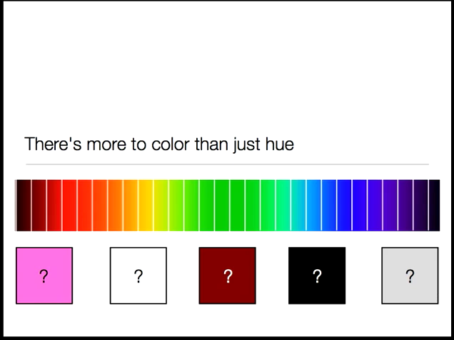But that only gets us so far, doesn't it? I mean, there's no black in the rainbow. There's no pink in the rainbow. There's no brown. There's no grey. There's no white. So there's more to colour than just hue, isn't there? There's more going on than just the hue.